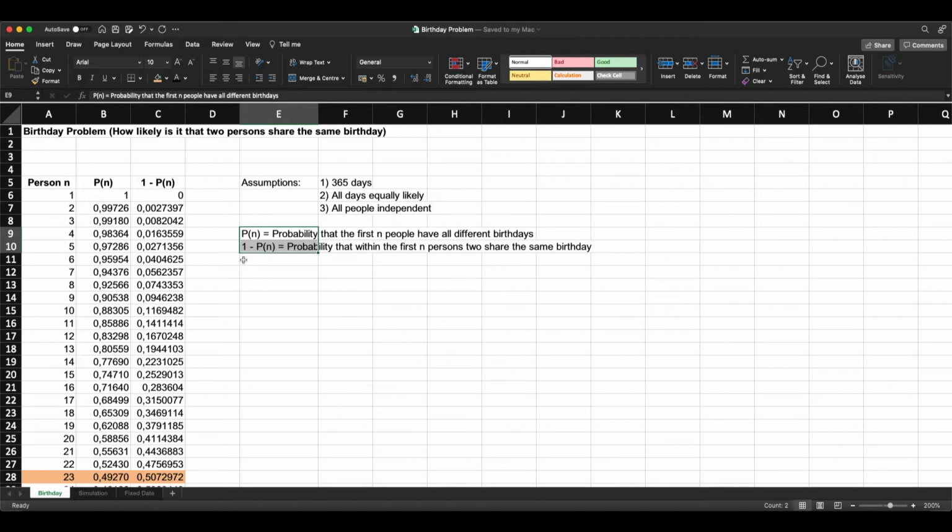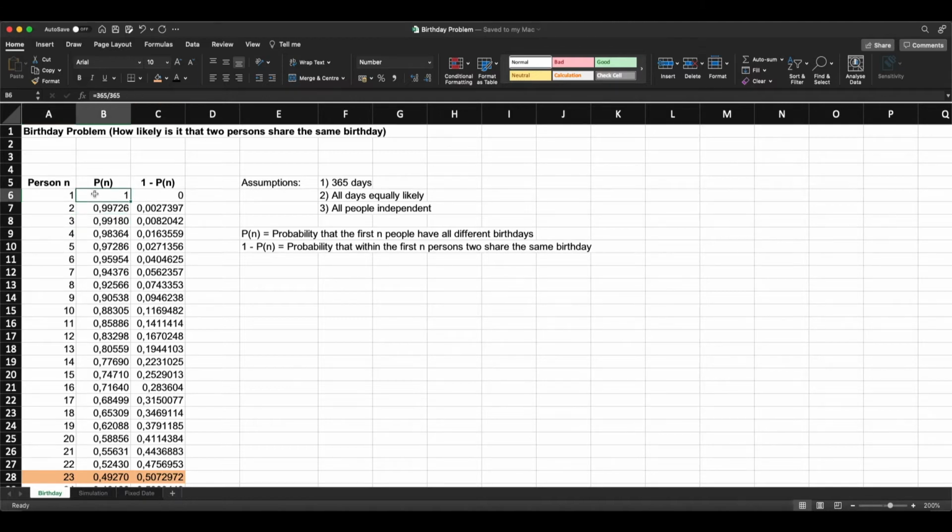So let's assume we only have one person. If we have one person, the probability that several people share the same birthday is zero, and the probability that the first N people have all different birthdays is one, because we have just one person. If we have two persons, then the probability that all have different birthdays is still 99.7%. If we go further to three people, the probability decreases a little bit.